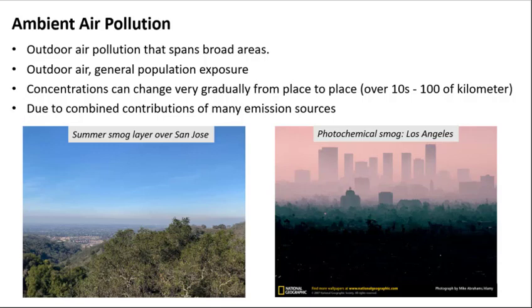For example, ground-level ozone, an important ambient air pollutant, is the result of city-wide emissions of NOx, nitrogen oxides, and volatile organic compounds, VOCs, as we learned in Lecture 8. These emissions are the collective result of the many mobile and industrial emission sources within the city.